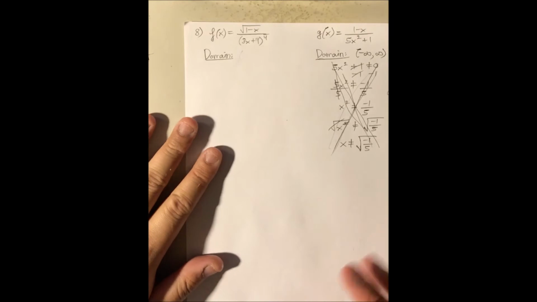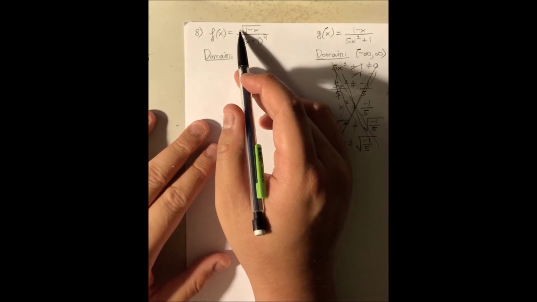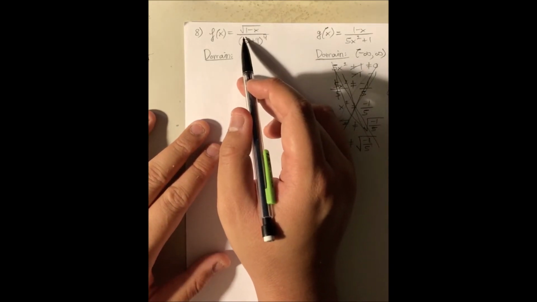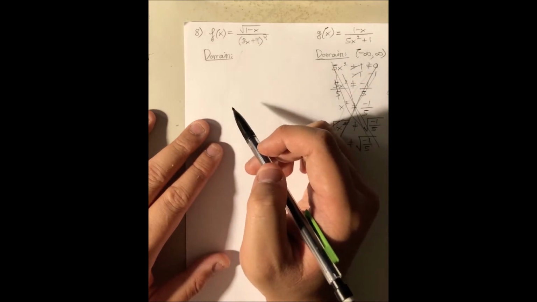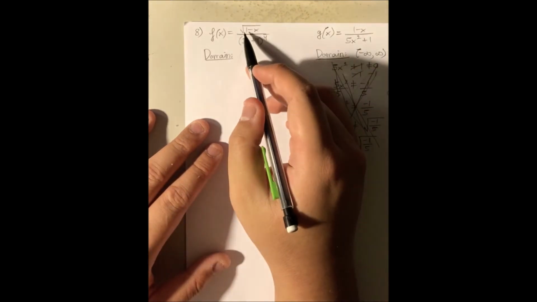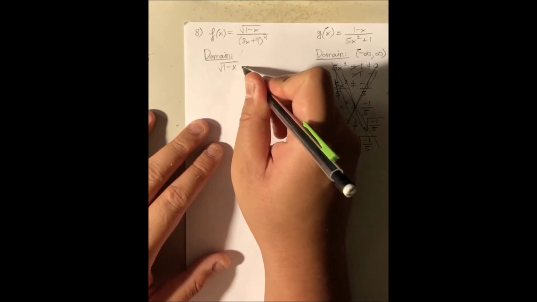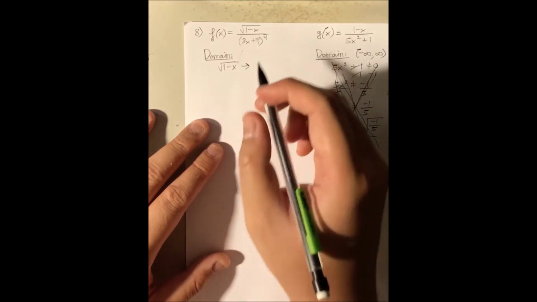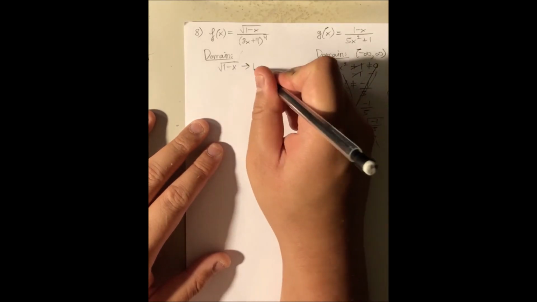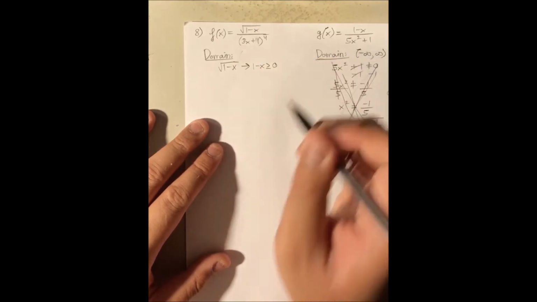But the function f is a little bit tricky because we have a square root function as part of the entire thing. So for the numerator, 1 minus x, we have to take the inside of the radical and set it greater than or equal to 0.